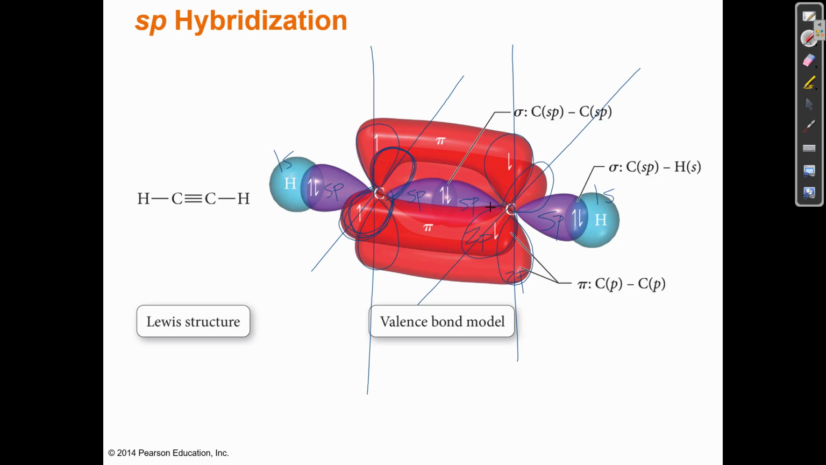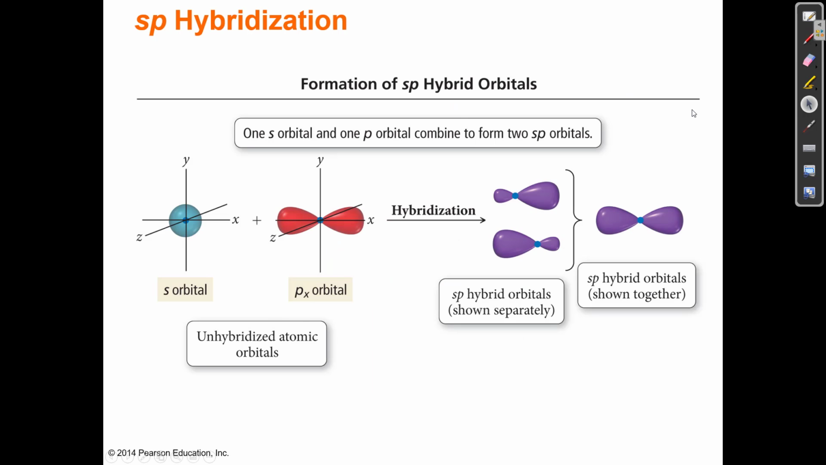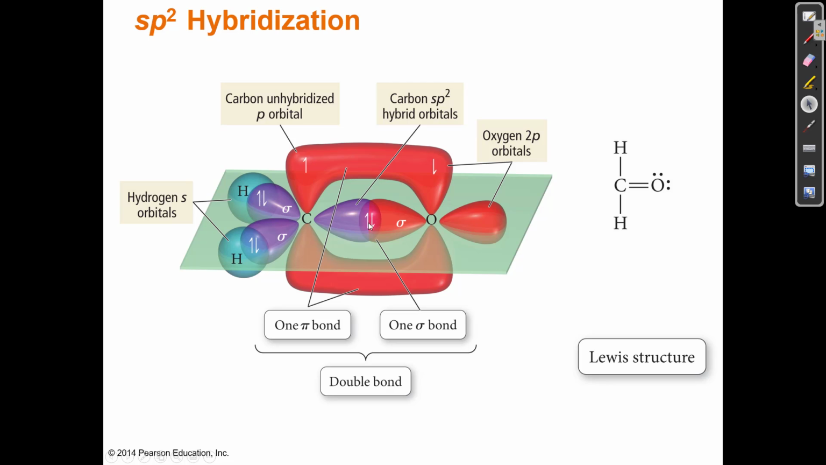So overall, how many bonds do we have? A triple bond has 1 sigma bond and 2 pi bonds, just like a double bond has 1 sigma bond and 1 pi bond.